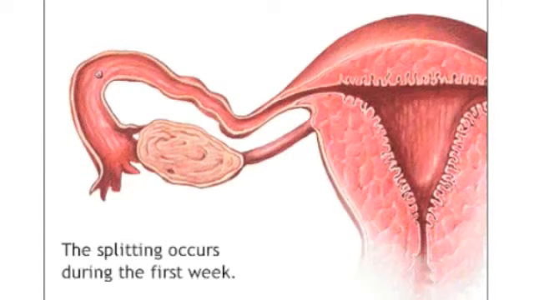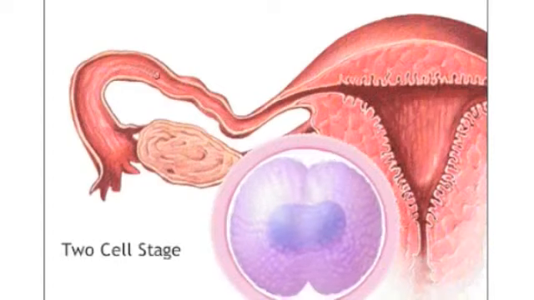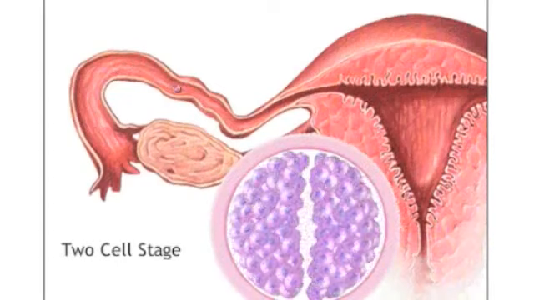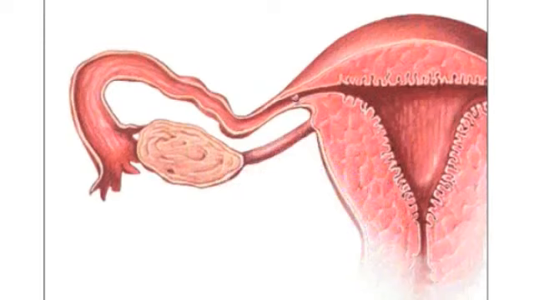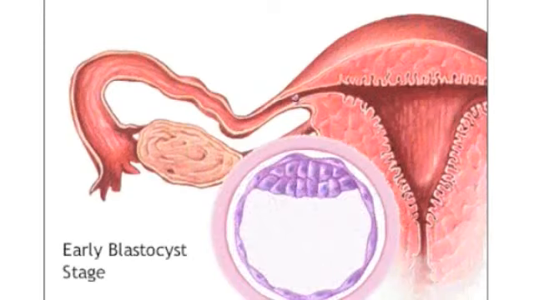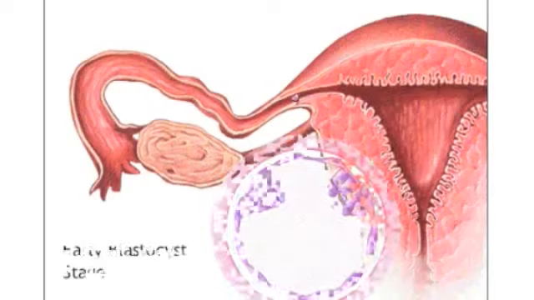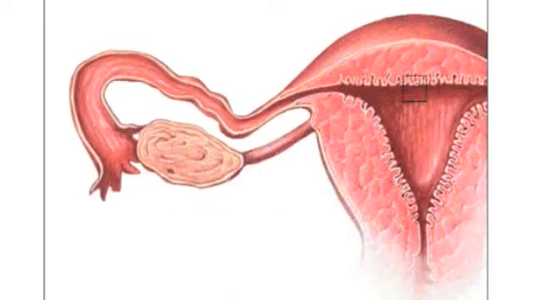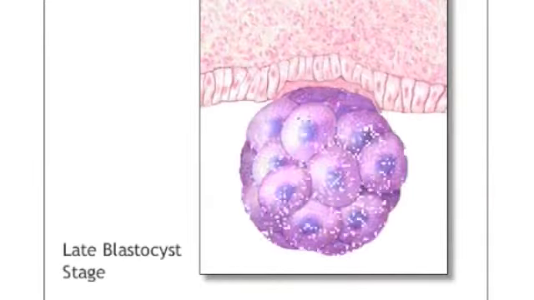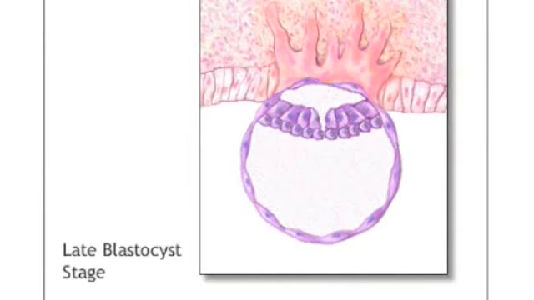This remarkable event takes place during the first week after fertilization and can happen at several different times. At the two-cell stage on day 2, at the early blastocyst stage on day 4, or in the late blastocyst stage on day 6.